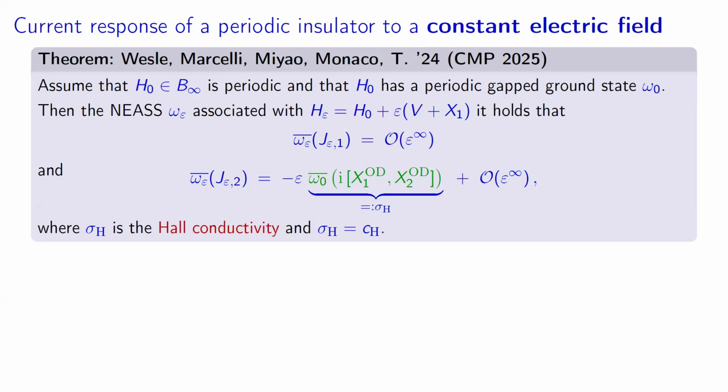B infinity I will explain later on. This is a class of interactions where the local terms decay faster than any polynomial. So basically, think of a many-body Hamiltonian like, think of pair interactions that decay faster than any polynomial.